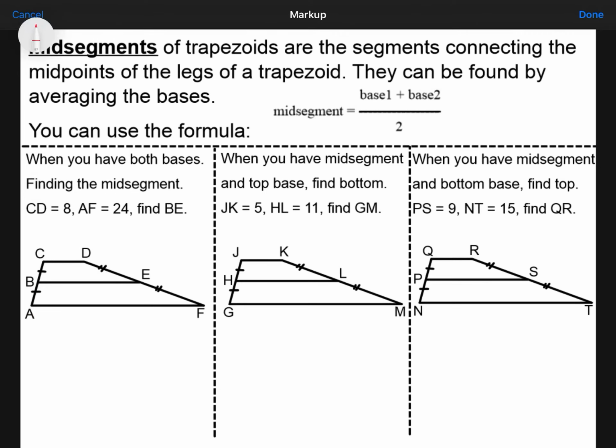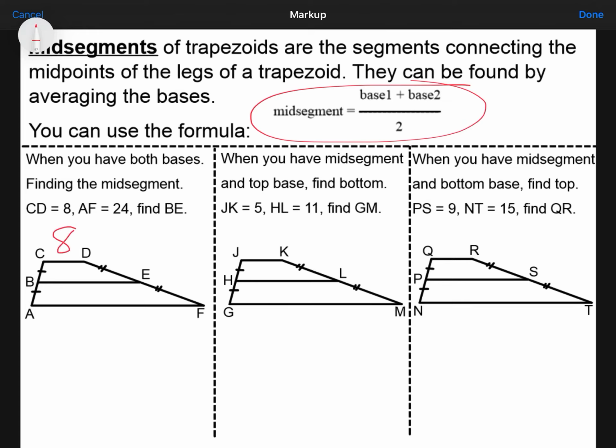Mid-segments are these lines in the middle. As you can see on these next three pictures, they all have a line in the middle. They're just connecting the midpoints of the legs of a trapezoid, and they're found by averaging the bases. There is a formula. The mid-segment equals base 1 plus base 2, all divided by 2. So it's just taking an average.